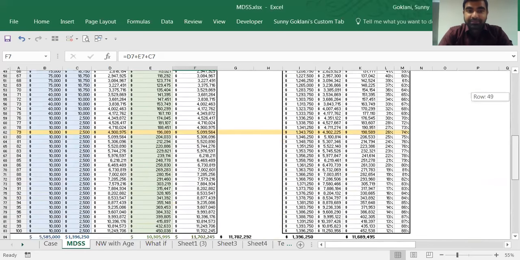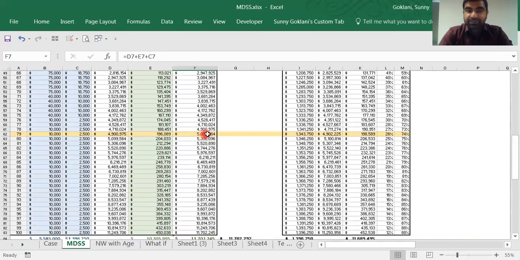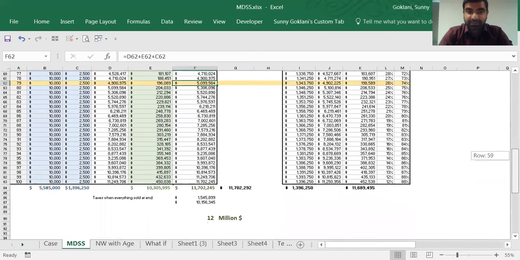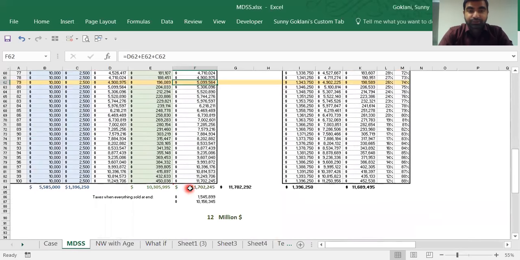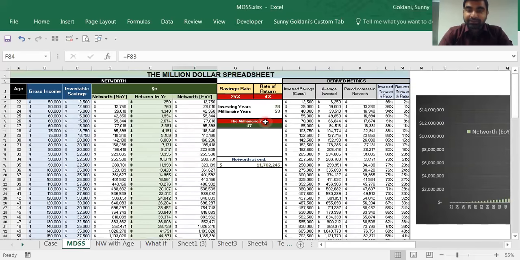So in this scenario, by the age of 79, the average life expectancy in the US, he would have generated his 5 million net worth. And by the time he dies, or let's say the extreme of his life, let's say till 100 years, he would have generated $11.7 million of net worth. Now there are a little bit of formulas going on here, which calculate which year he becomes a millionaire in. That's 47, and the net worth at the end of the extreme 100-year period is 11.7 million.